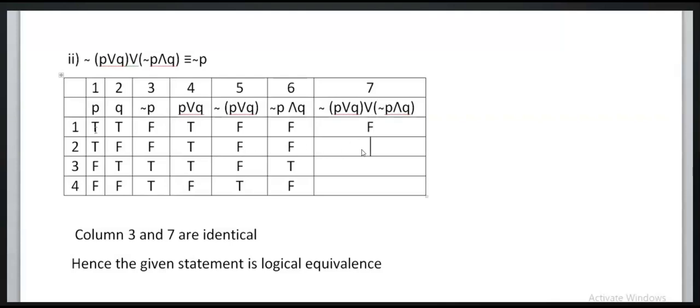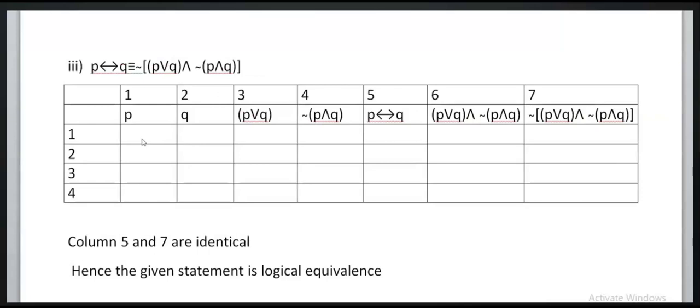Next is F. Next is T and T. Now see this, columns number 7 and 3 are FF, FF, TT, TT, identical, and hence it's a logical equivalence.